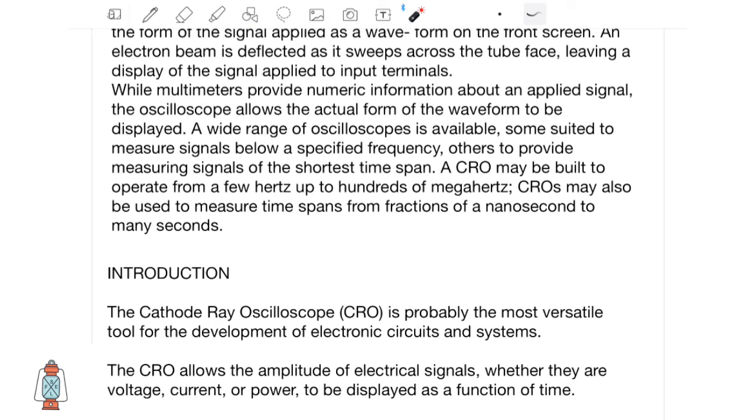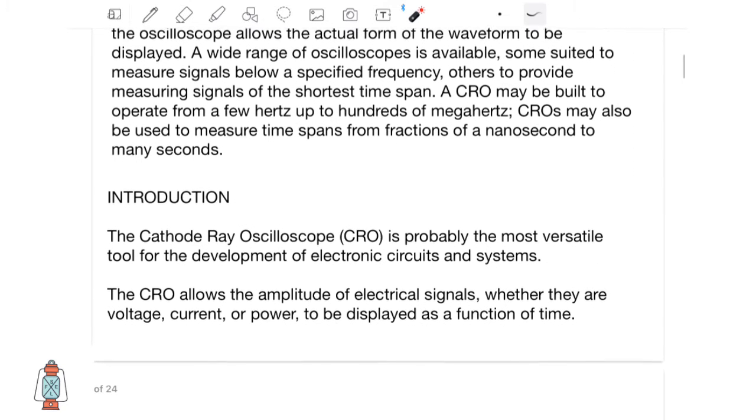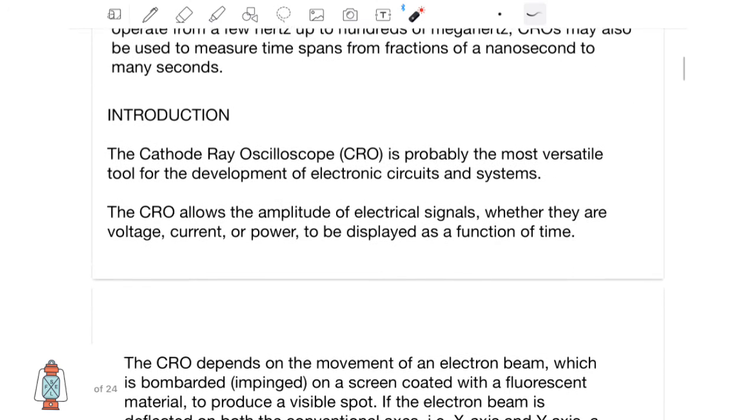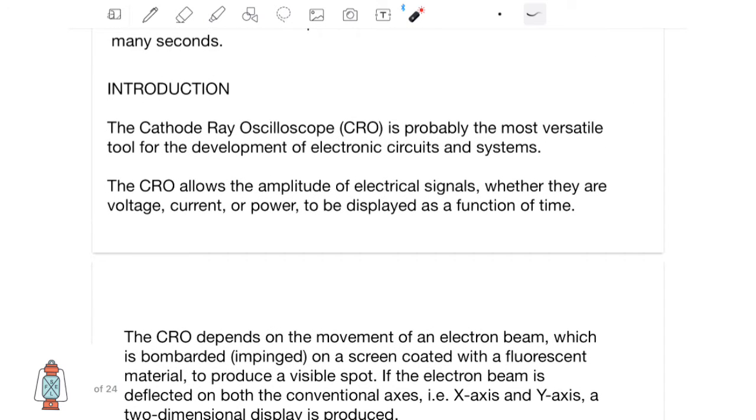Now coming directly over to the topic, that is cathode ray oscilloscope. What is it? How does it work? What is the circuitry involved? And all such things we will be dealing with in this particular lecture.